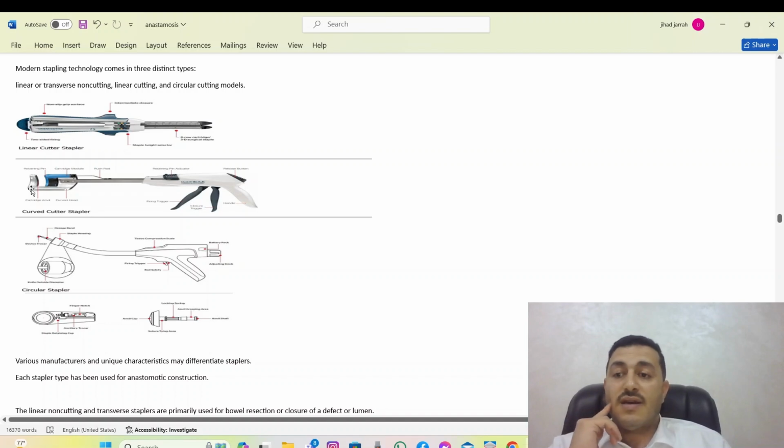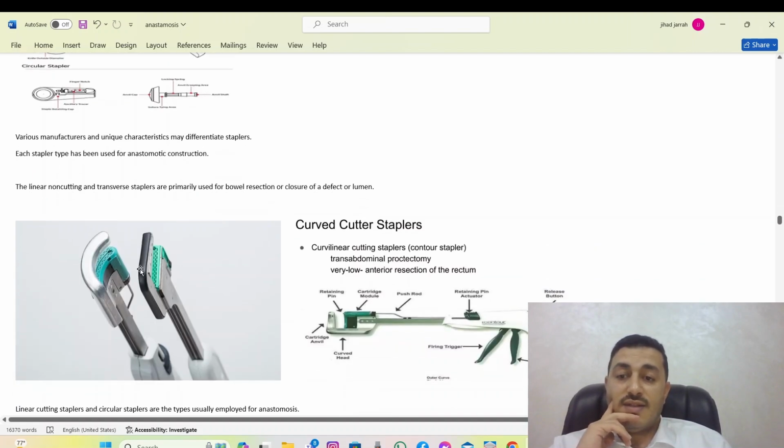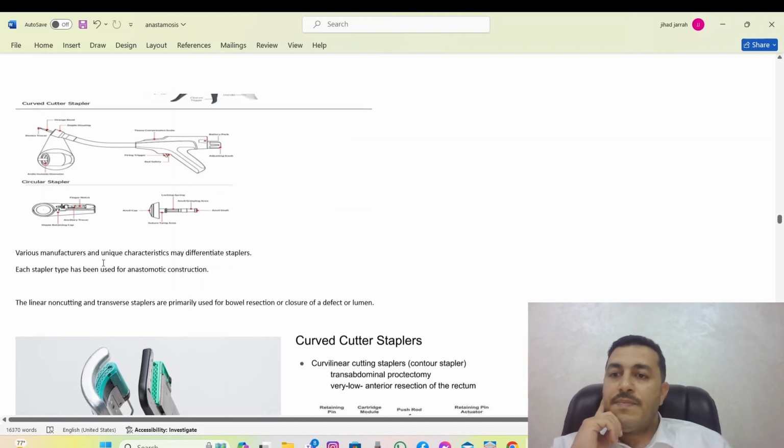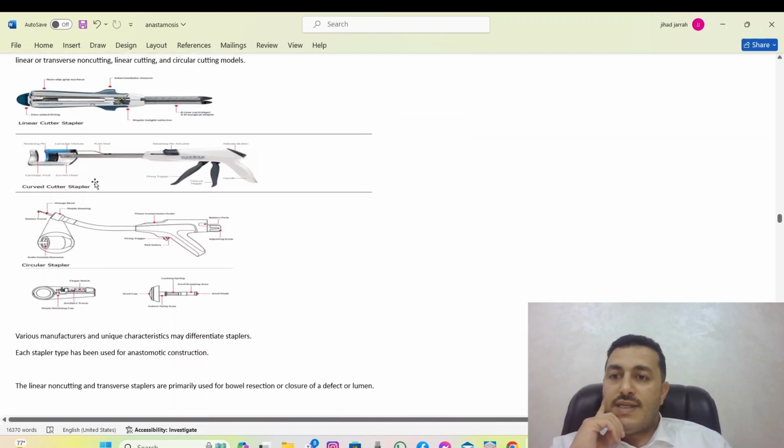Here they mentioned that it's a cutting stapler. It could be non-cutting. This is the curved, or sometimes we call it the contour. It could be straight, by the way. It could be straight linear. This is a straight linear stapler. This is the curved anastomosis, and they call it the contour. It's usually used in open surgery in low anastomosis, in rectal surgeries. Okay, the stapler. We said we have the linear, curved or straight, cutting, non-cutting.